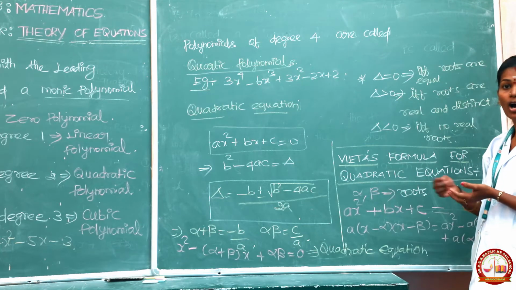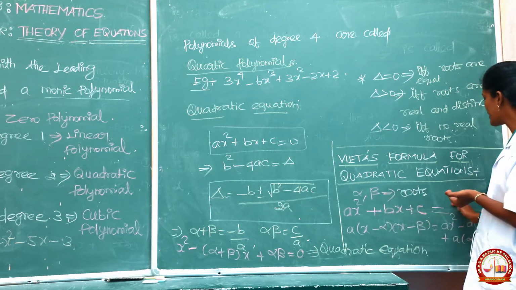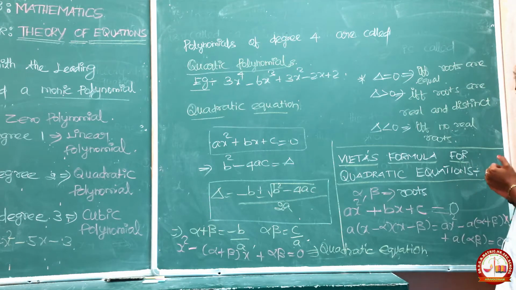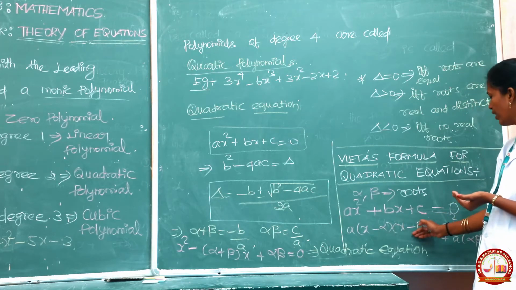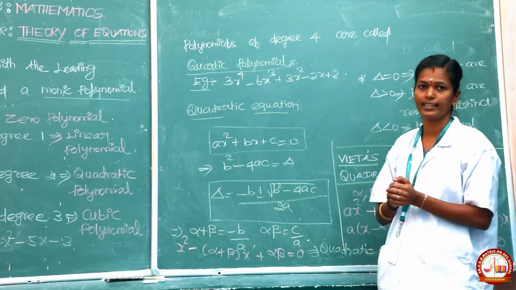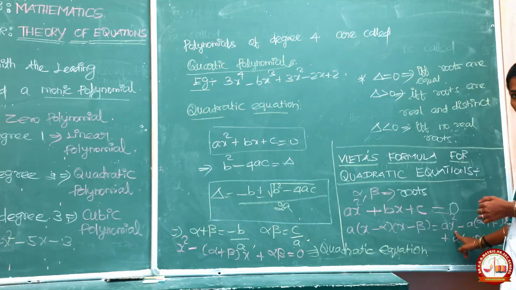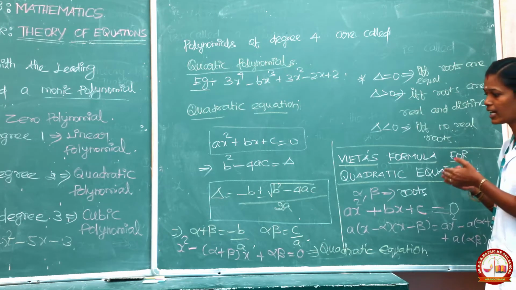Here given alpha, beta, these are the roots. ax^2 + bx + c = 0 is written as a(x - alpha)(x - beta). So multiply the values here: ax^2 - a(alpha + beta)x + a·alpha·beta = 0. That is the quadratic equation by Vieta's formula.